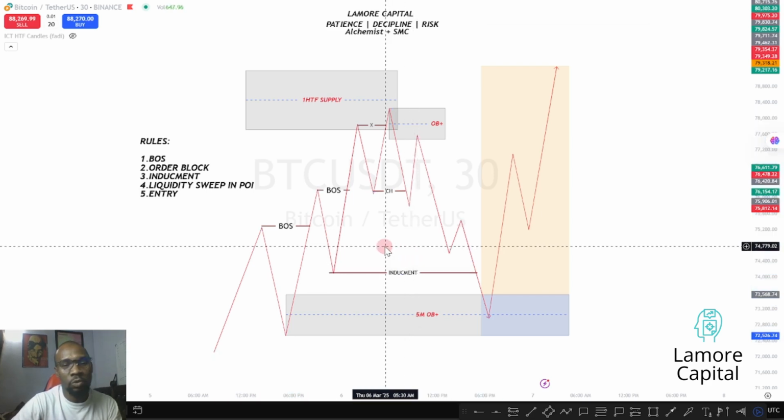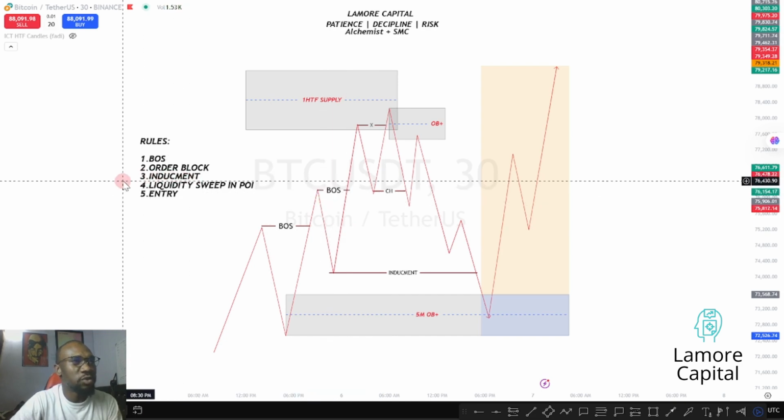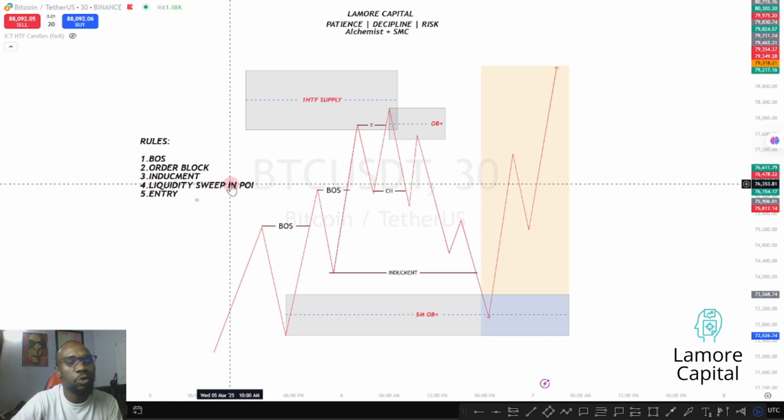So always take note. Anytime you're trading SMC, make sure that you identify where your inducement is. That way you won't get trapped in the market, and you will be able to identify where your decisional order block is and where your extreme order block is. That's your valid order block.